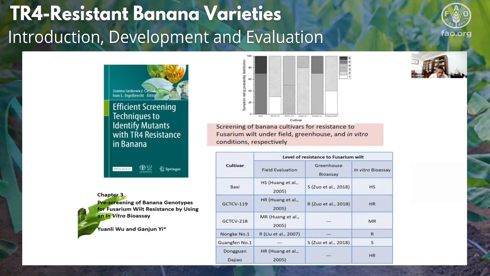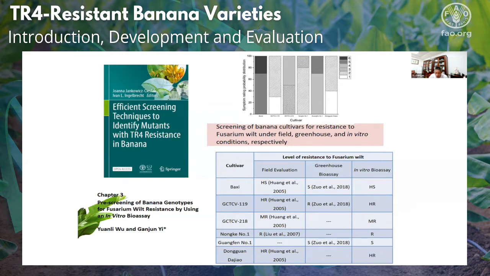Actually, we joined the CIP, as Sabar just introduced earlier. We wrote chapter three by Ms. Wu and me, which we call pre-screening of banana genotypes for Fusarium wilt resistance using in vitro bioassay. So you look here, this is a cultivar we call Baxi, a Cavendish banana. This is 119, 218, actually from Taiwan. And the Lung Ke number one is a moderately resistant cultivar.